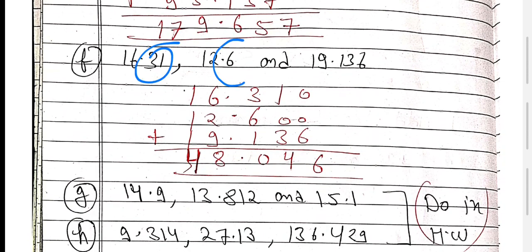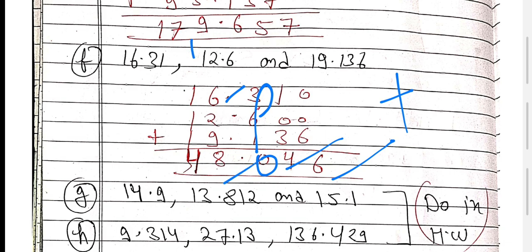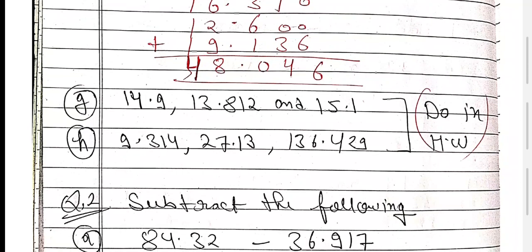Just 2 decimal places, 1 decimal place, 3 decimal places, so increase one 0 here and 2 zeros here, so they become like decimals. Now just add: 6 plus 0 plus 0, 6; 3 1 4, 6 or 3, 9, 1 10, 0 carry 1; 9 and 1 carry 10, and 6, 16 and 2, 18, 8 carry 1; and 1 1 1 3 and then 1 4. So your answer is 48.064. Similarly, these two parts you have to do by yourself in homework.